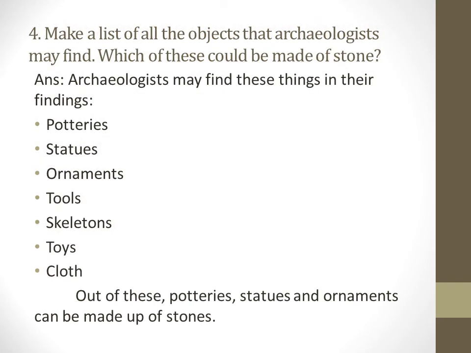Question 4. Make a list of all the objects that archaeologists may find. Which of these could be made of stone? Archaeologists may find these things in their findings: potteries, statues, ornaments, tools, skeletons, toys, clothes. Out of these, potteries, statues and ornaments can be made of stone.